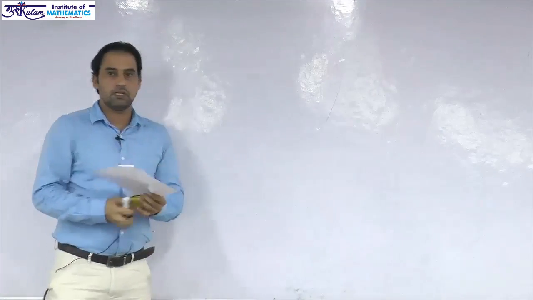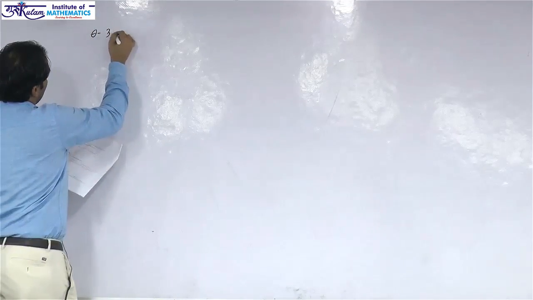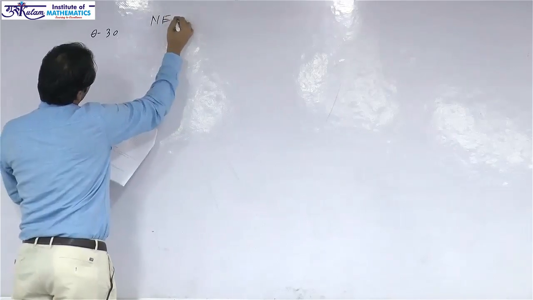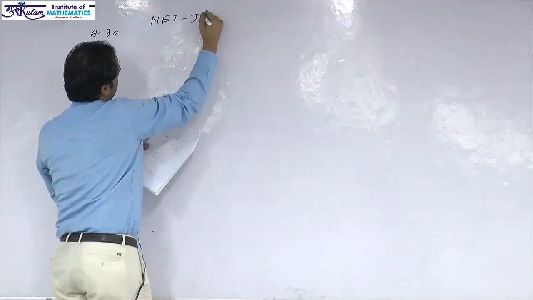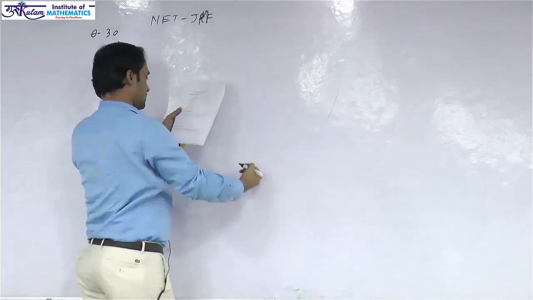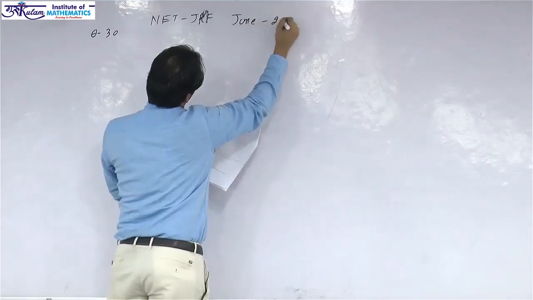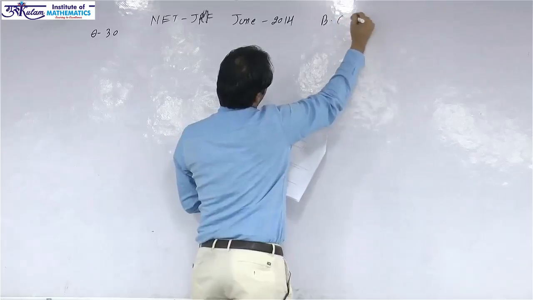Let's start with another question. This question is question number 30, and again this question is of CSIR NET JRF. The exam is June 2014, and again the booklet code is A.